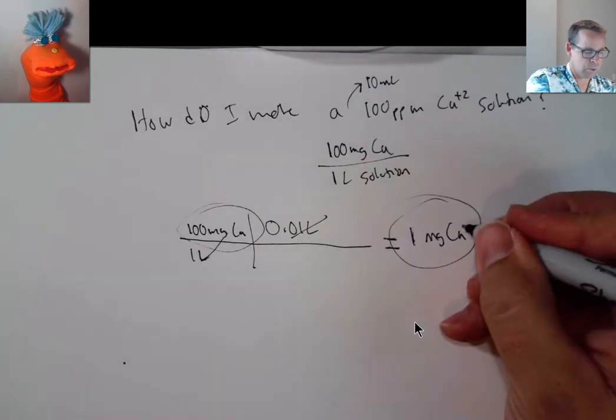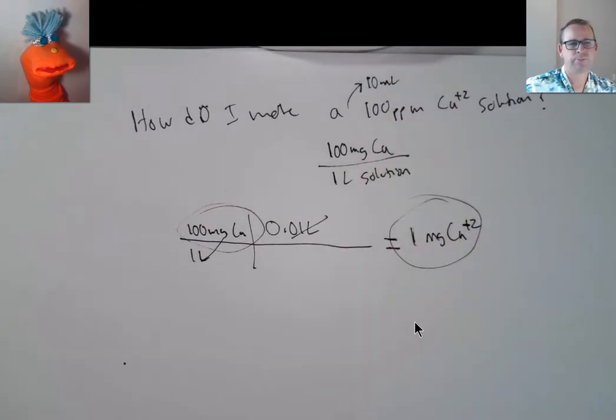And also, we want 1 milligram of copper ion, right? Oh, okay. How do you get copper ion? Well, there's a couple ways. You can take some metallic copper and dissolve it in an acid, which will break it down and result in copper ion. But a typical way is to use a salt, something like copper sulfate.